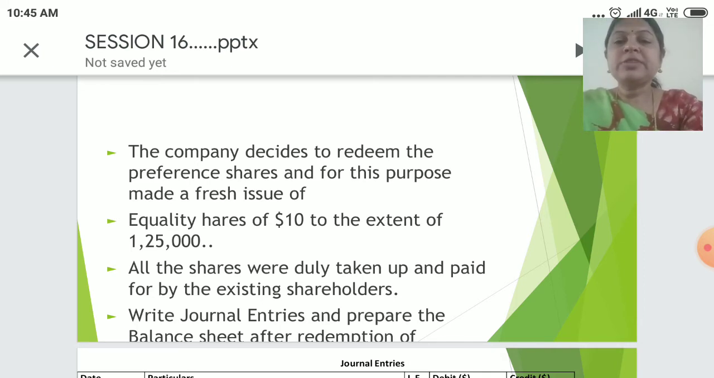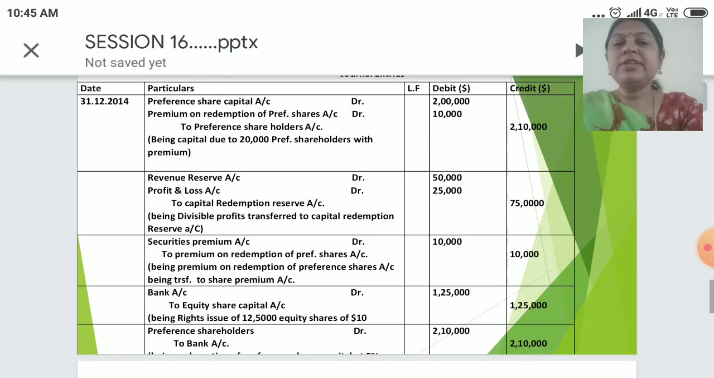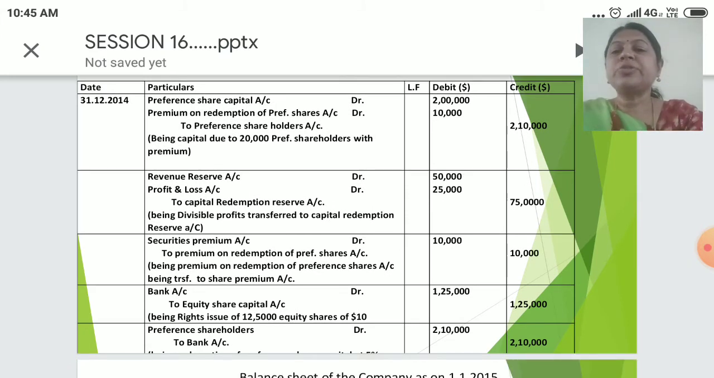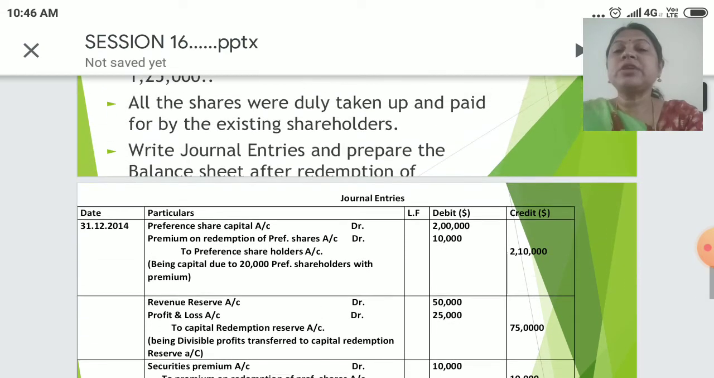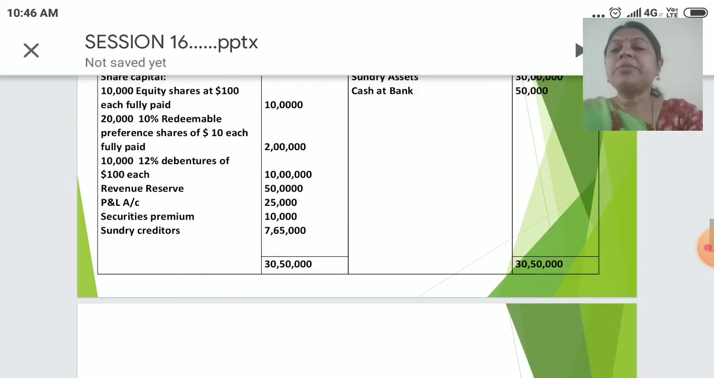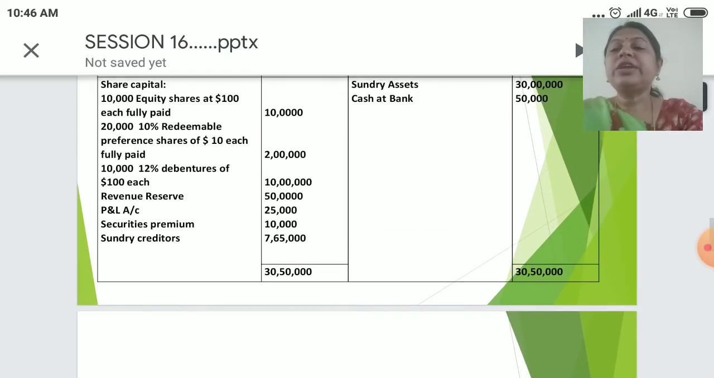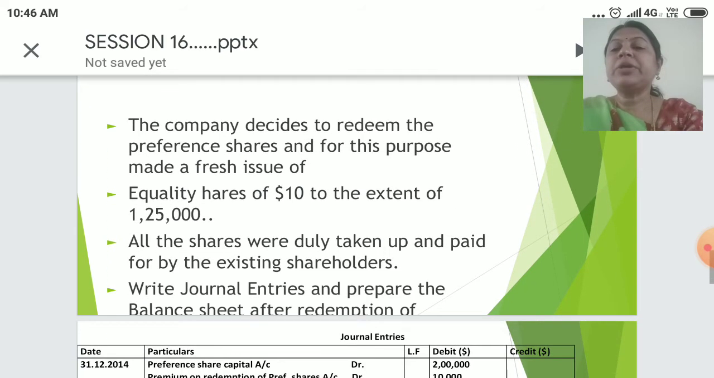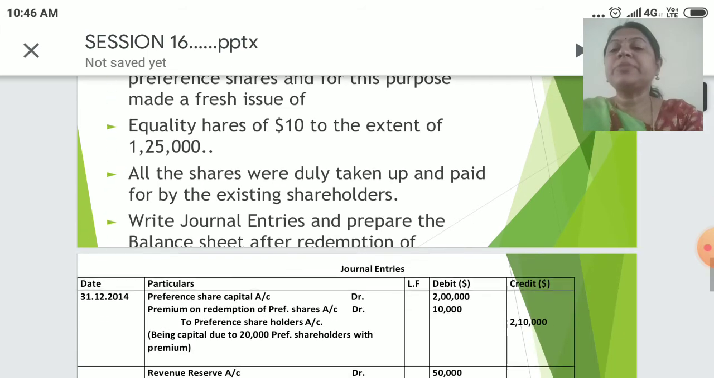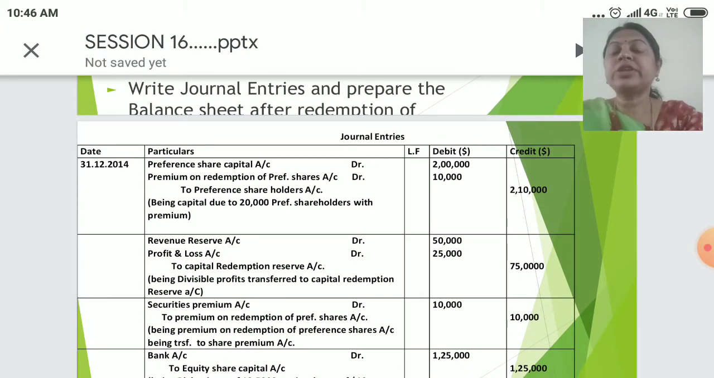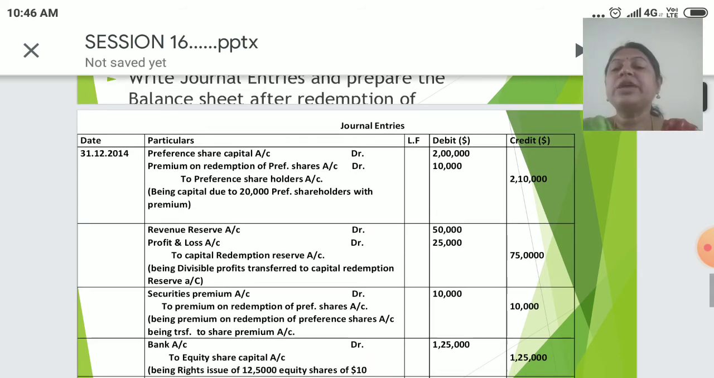So first we must pass certain journal entries to record this. The first entry would be the amount due to preference shareholders. Preference capital account debit 2 lakhs, and premium on redemption of preference shares 10,000. We have seen in the balance sheet we have 20,000, 10% preference shares of 10 each, 2 lakh, and the premium here they say 10% premium. Premium would be 10,000, and the preference shareholders we are going to credit with 2 lakh 10,000.